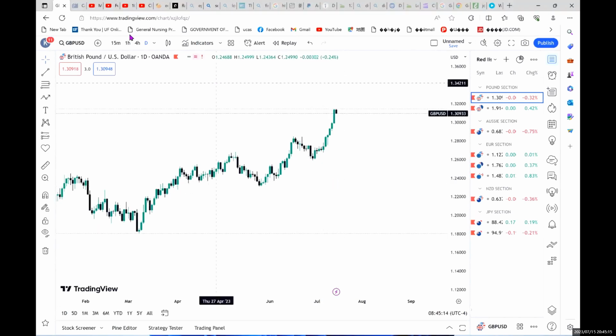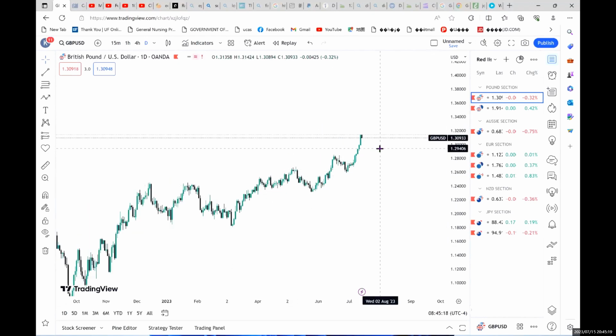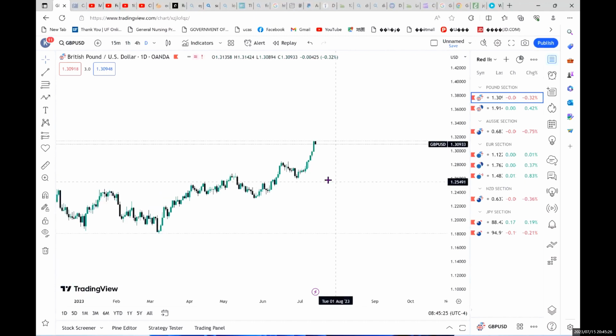So we're gonna start with GBP USD, and this is a daily time frame. As you can see, the daily time frame is bullish. We are pushing up, but there's not much here we can really look at.